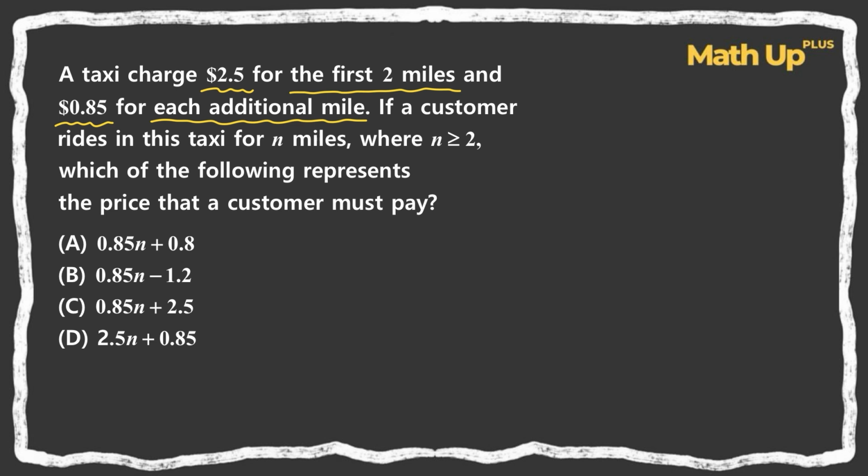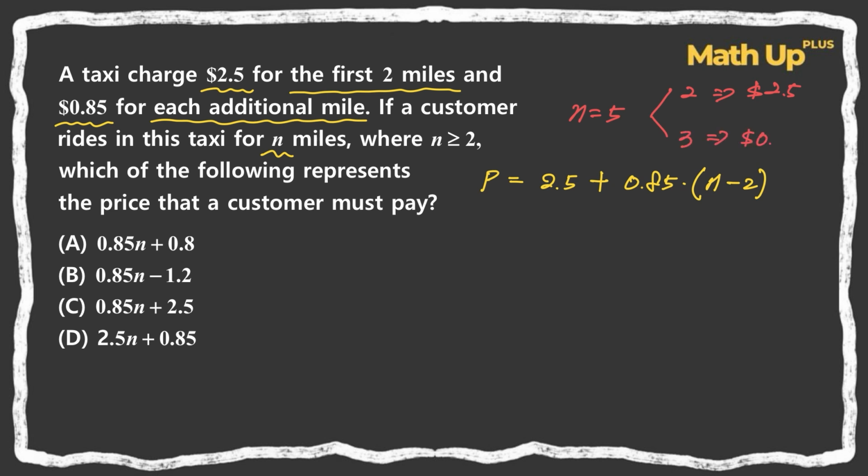So the price, let's say it's P, the price that a customer must pay is equal to $2.5 for the first 2 miles plus 0.85 times the number of miles, n minus 2. Let's say a customer rode 5 miles. Then for the first 2 miles, he paid $2.5. And for the next 3 miles, he must pay 0.85 times 3, which means the number here is 2 less than this number right here. So if he rode n miles, then this number must be n minus 2.